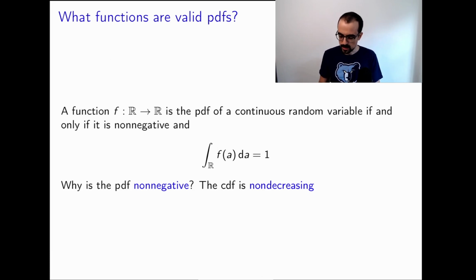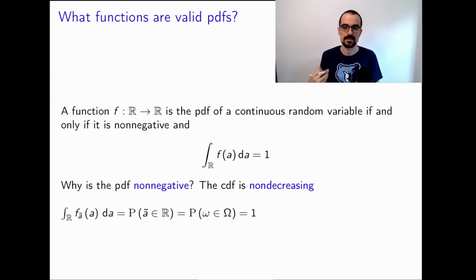Why does it integrate to 1? Well, we've seen that the way we compute the probability of the random variable being in a certain set based on the densities is by integrating over that set. Here we're integrating over the reals. Since the random variable maps outcomes to real numbers, it has to map to something. The probability of all the real numbers has to be 1. Okay, so that's why PDFs always integrate to 1.